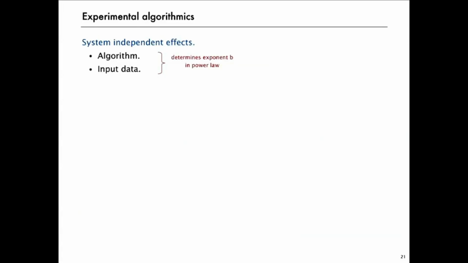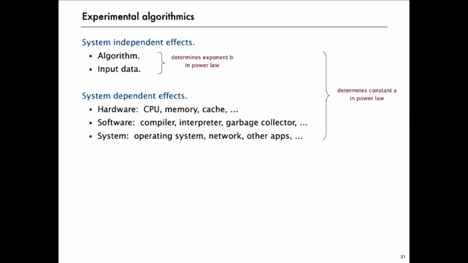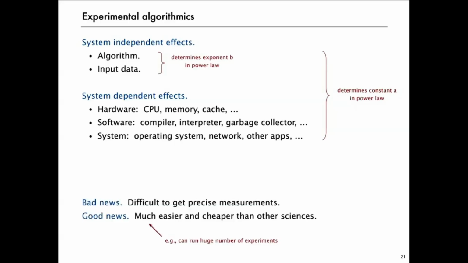Okay, so there's a lot of effects in trying to understand the running time of a program on your machine. Key effects independent of what computer it is are the algorithm you're using and what the data is. That's going to really determine the exponent in the power law. And then there are a lot of system-dependent effects. What kind of hardware do you have? Do you have a fast computer or a slow one? What kind of software? What's going on in your computer? All of those things really determine the constant A in the power law.